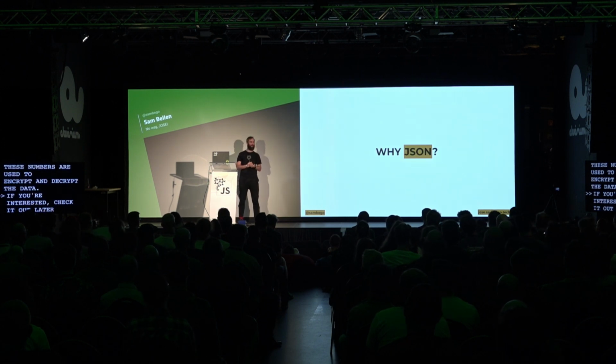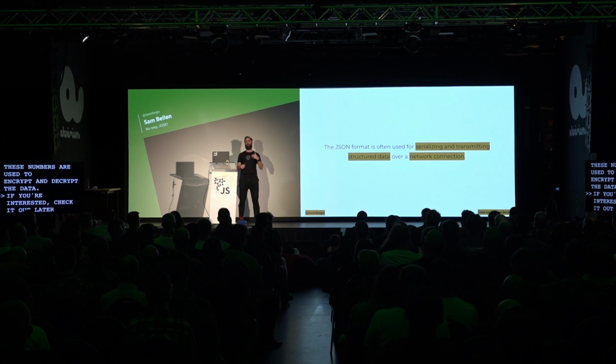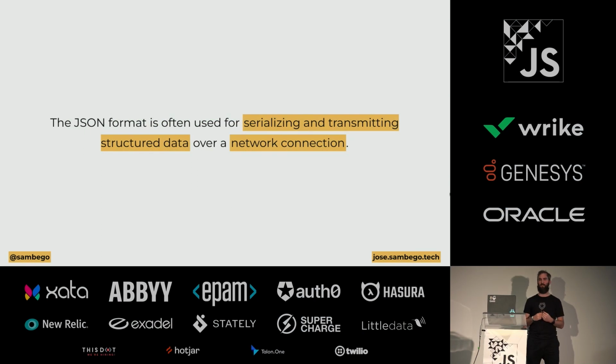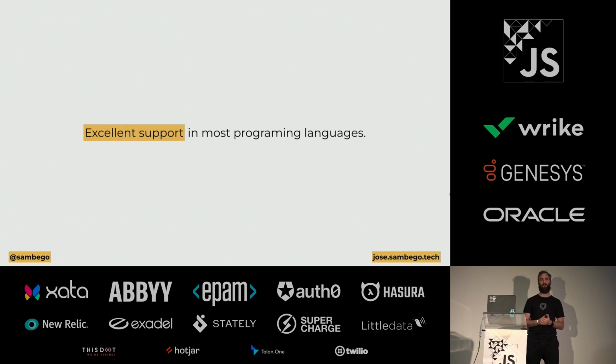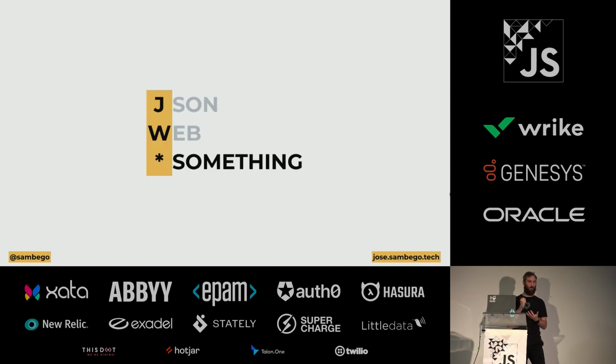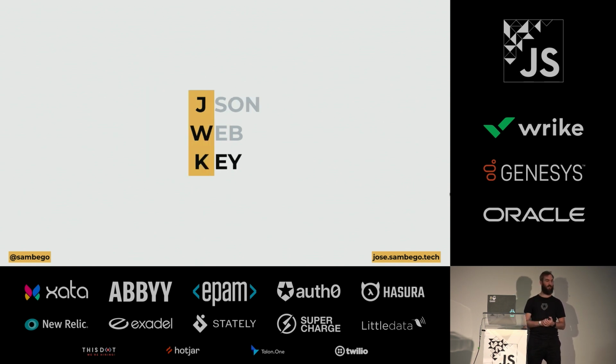But first, why JSON? Well, the JSON format is often used for serializing and transmitting structured data over a network connection, which means we use JSON on the internet all the time. It has excellent support in most programming languages, especially in JavaScript, since it came from JavaScript. So we all know how to deal with JSON in JavaScript and most programming languages. So it's an easy, very commonly used language, let's call it. It specifies a bunch of different specifications. JSON Web somethings. JSON Web Tokens is one that I mentioned before, but there's a bunch of others in there. And the first one is a JSON Web Key.